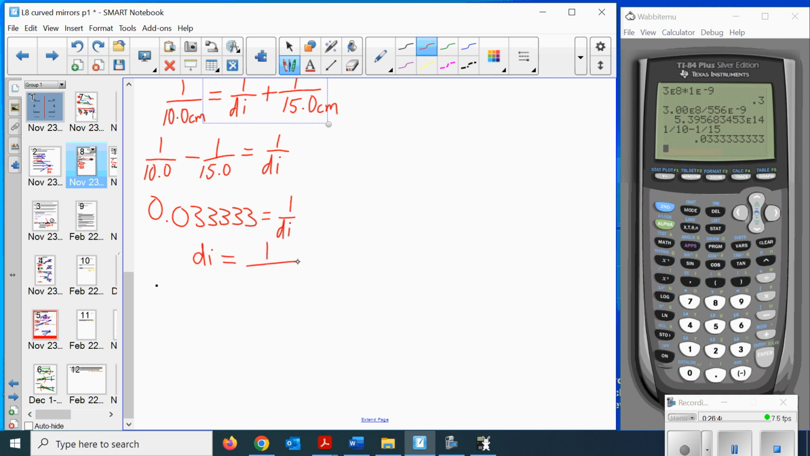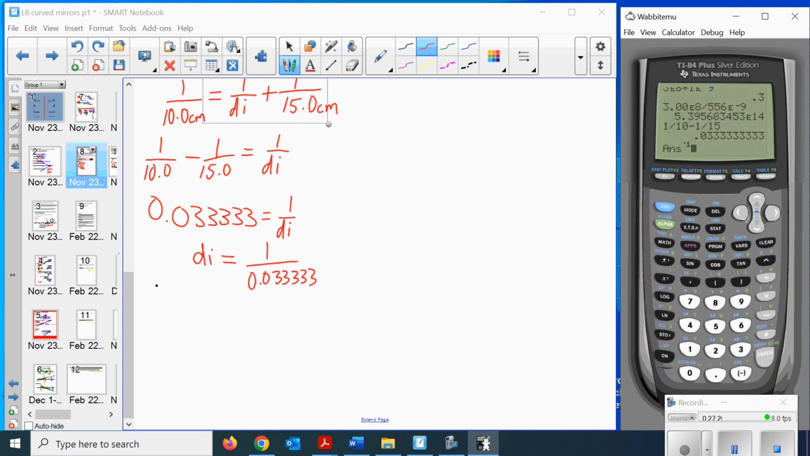1 over 0.0333. You could type that into your calculator, or a lot of people have an x to the minus 1 button. What does -1 mean as an exponent again? Like seconds to the -1? Remember, it just means 1 over. If you hit that on my calculator, it takes my answer and flips it to the reciprocal.